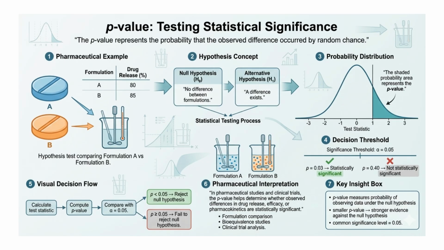To determine if a new drug formulation is genuinely better, or if the test results are just random chance, researchers rely on the p-value. This visual flow shows how hypothesis testing leads to a final statistical decision. This infographic breaks down the concept of statistical significance, showing step-by-step how a calculated p-value determines whether the difference between two pharmaceutical formulations is actually meaningful.